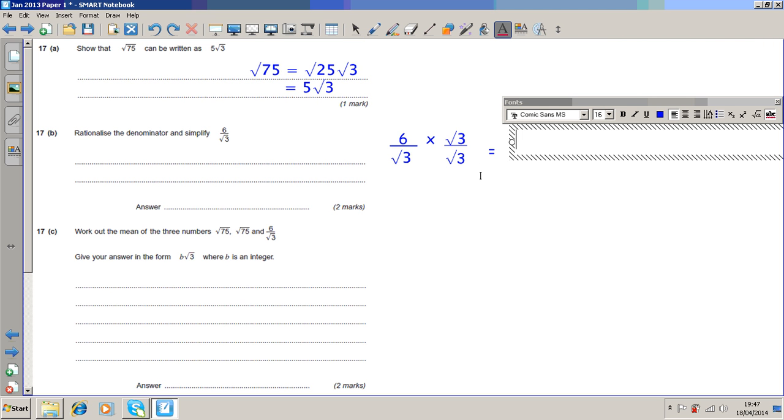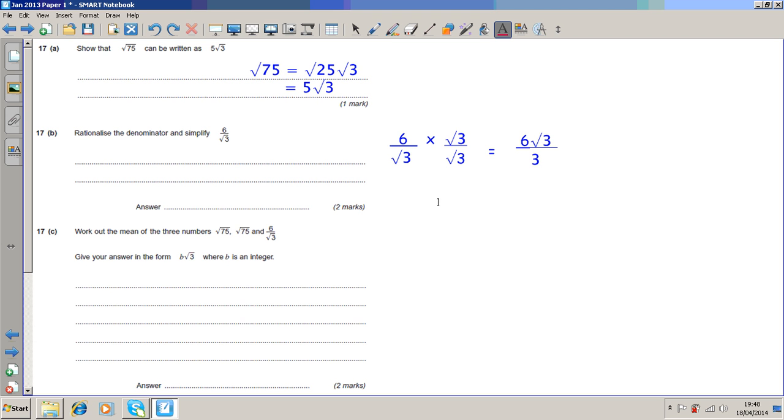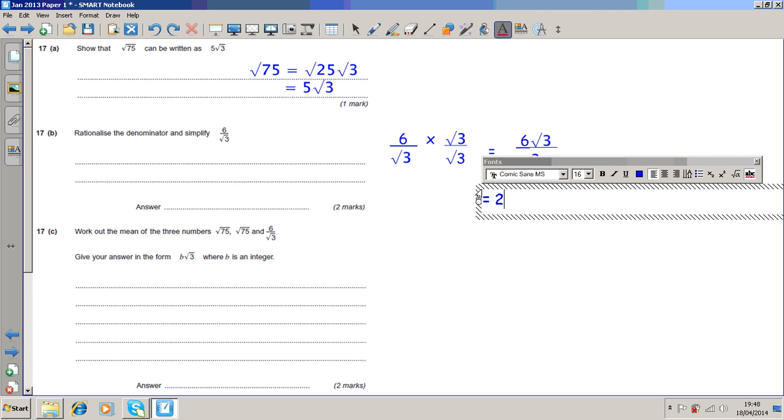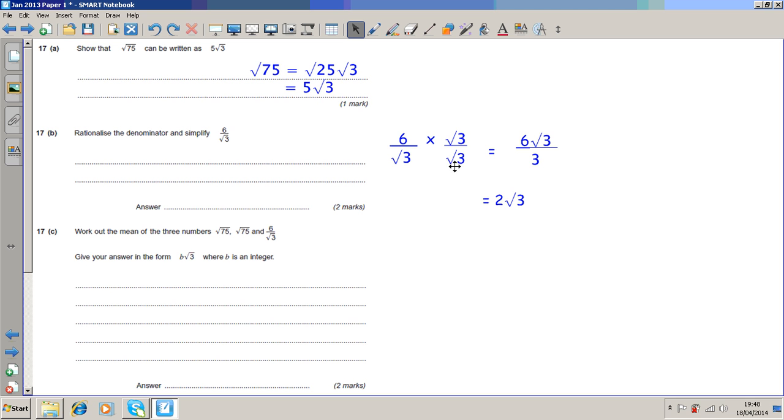On the top, 6 times root 3 is 6 root 3. And on the bottom we've got root 3 times root 3. Now root 3 times root 3 is the same as root 9, and root 9 is the same as 3. And now finally, 6 divided by 3 is equal to 2. So our answer is going to be 2 root 3.